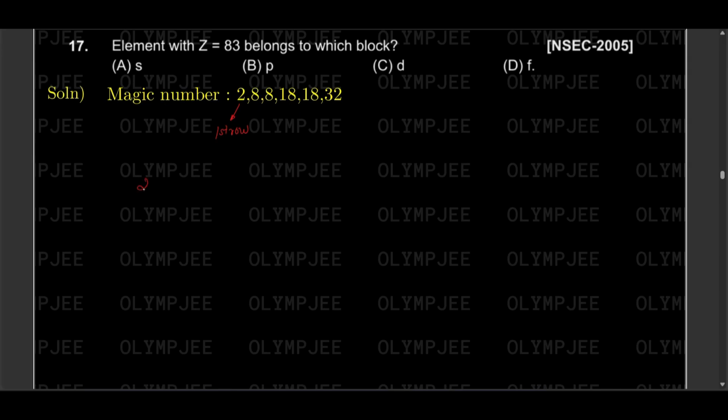Till the third row, there are 18 elements. Till the fourth row, there are 18 plus 18, which is 36 elements. And there would be 36 plus 18, which is 54 elements till the fifth row.